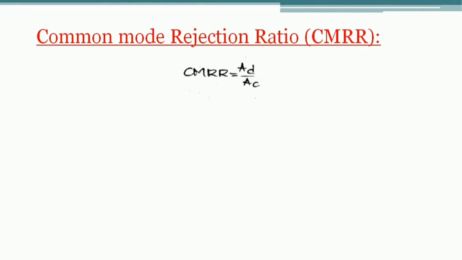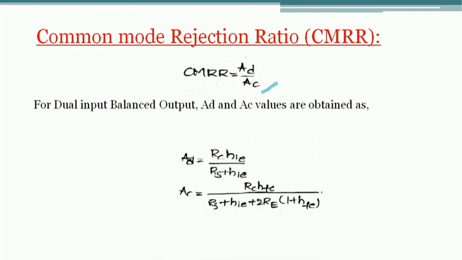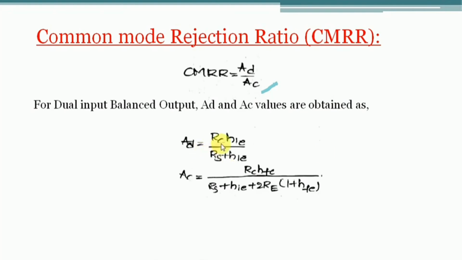For the dual input balanced output differential amplifier, while performing AC analysis with the help of the approximate H parameter model, we have obtained the values of AD and AC. AD is RC into HIE by RS plus HIE, and AC is RC into HFE by RS plus HIE plus 2RE into 1 plus HFE. So simply substitute the values of AD and AC in this expression.